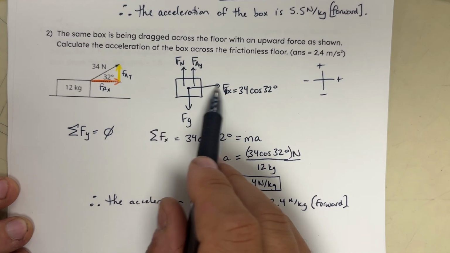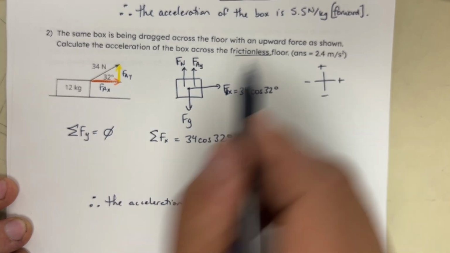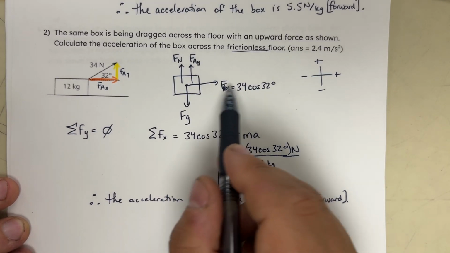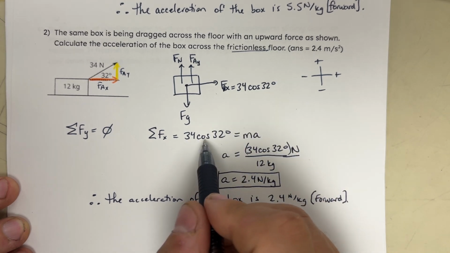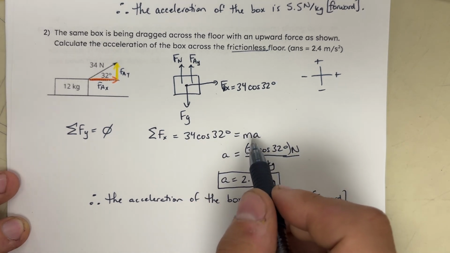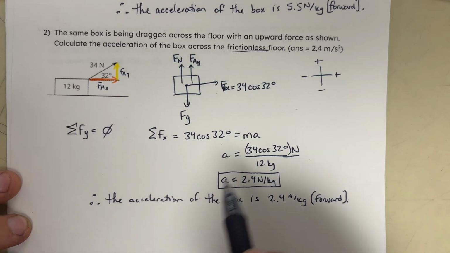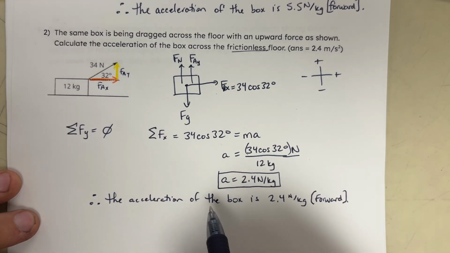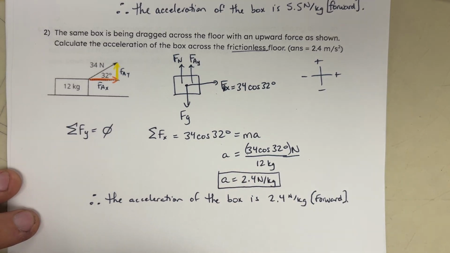But the net force in the horizontal right now, because it is frictionless, is really just my FAX, which is 34 cos 32. So if I make that equal to the mass and acceleration, then I can solve for acceleration by switching it around, and I get 2.4 newtons per kilogram forward.